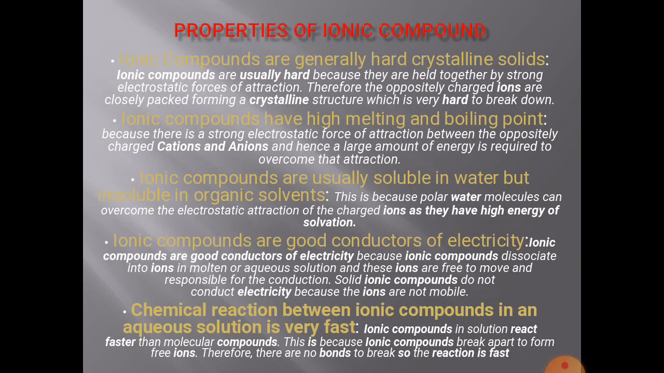Let us discuss the properties of ionic compounds. Ionic compounds have basically 5 properties. Ionic compounds are generally very hard. Ionic compounds have high melting and boiling points. Ionic compounds are usually soluble in water but insoluble in organic solvents like benzene, ether. Ionic compounds are very good conductors of heat and electricity. The chemical reaction between ionic compounds is very, very fast.